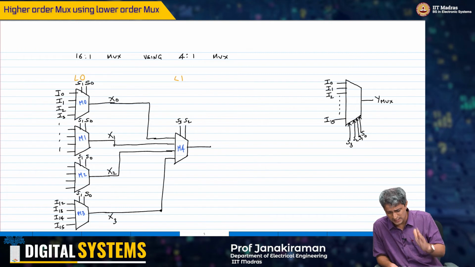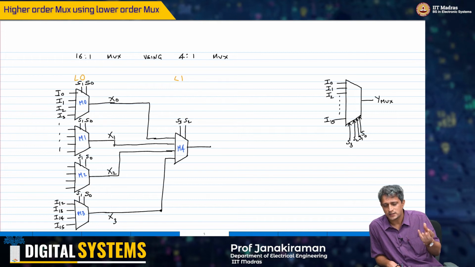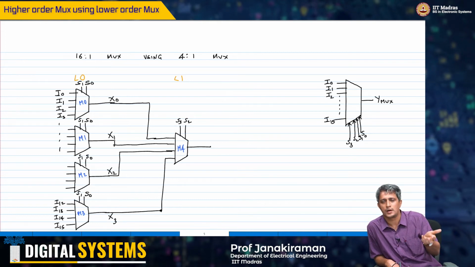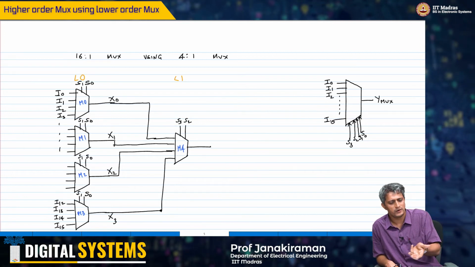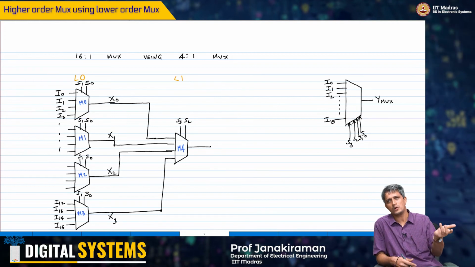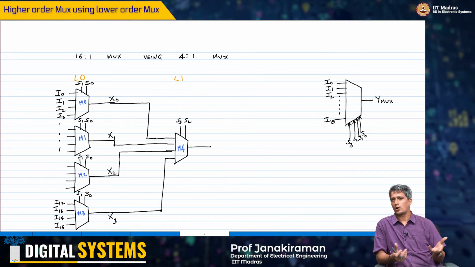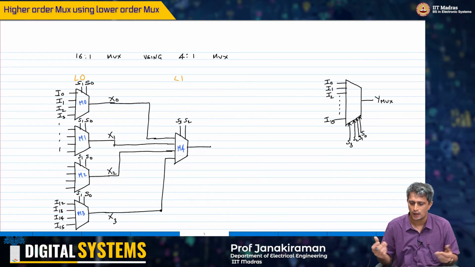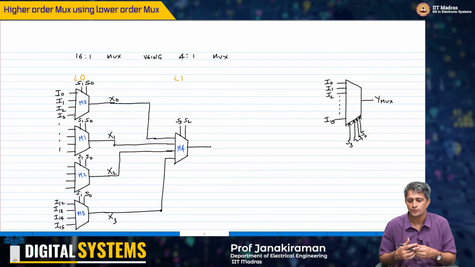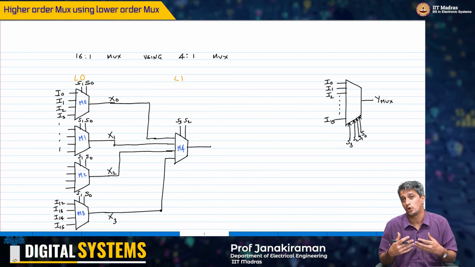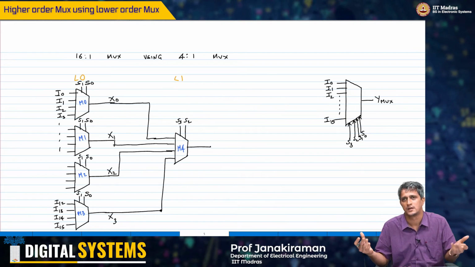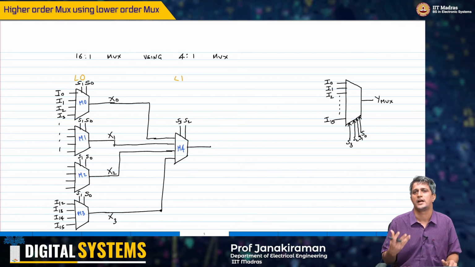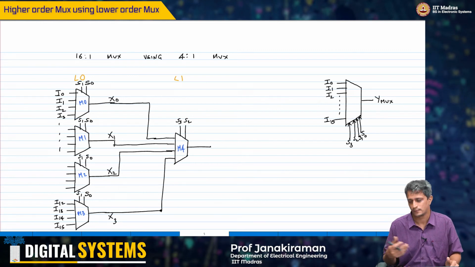Just like we did for the decoder, it's not necessary that the number of inputs should always be in powers of 2. You can have non-powers of 2 where you just remove some multiplexers, and then figure out how to implement it accordingly. So, with that, I will conclude this discussion on the hierarchical implementation of components using the building blocks that we already had with us.